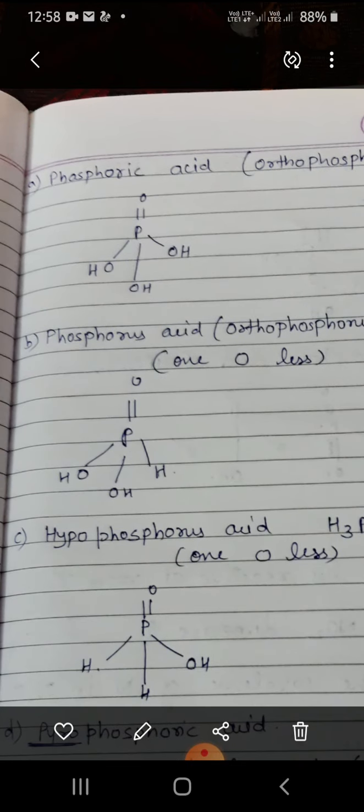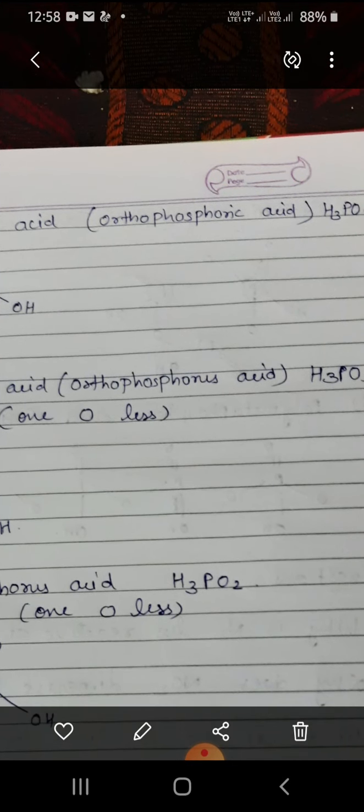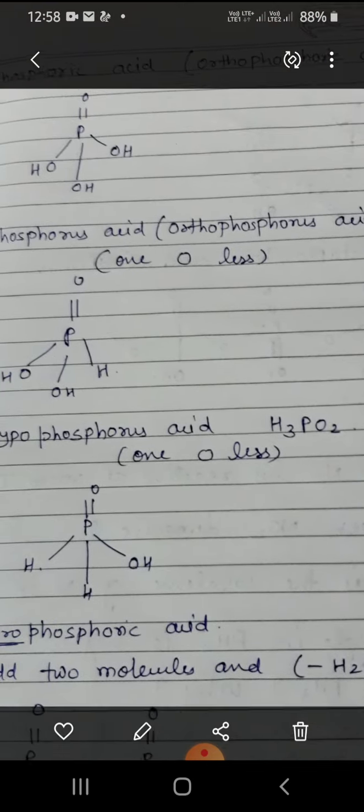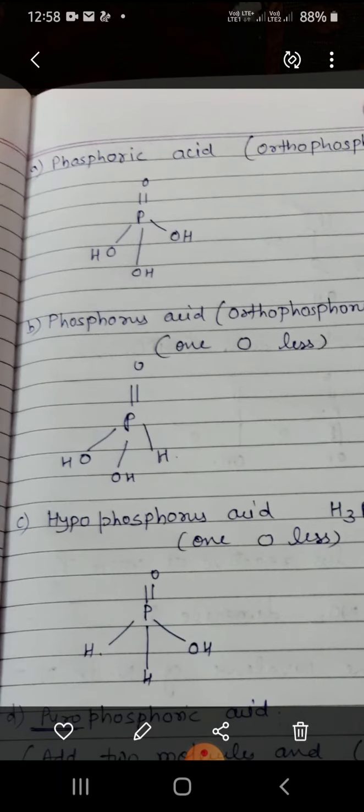The first is phosphoric acid. The formula is H3PO4 and it is also known as orthophosphoric acid. First of all, we have to maintain the tetrahedral arrangement. One P=O bond is in the apex position, one P-OH bond is there. So there are 4 oxygens, so we have to accommodate 4 oxygens. H3PO4 means there will be 3 hydrogens, so 3 hydrogens will be arranged accordingly. Likewise we have to draw the phosphoric acid structure.